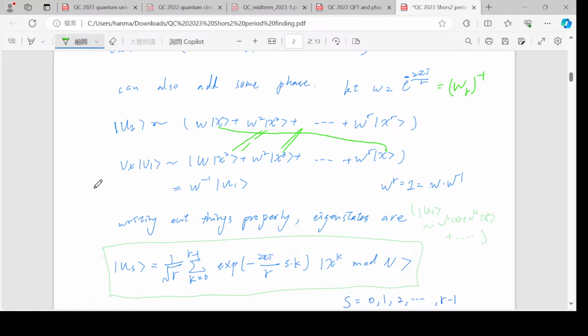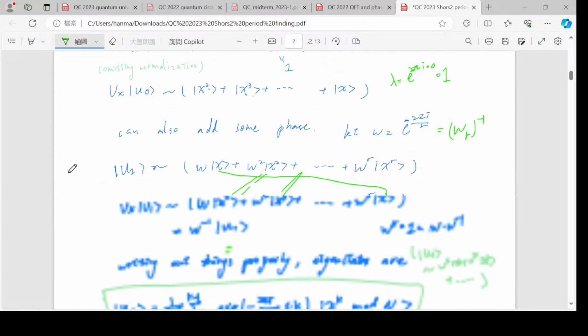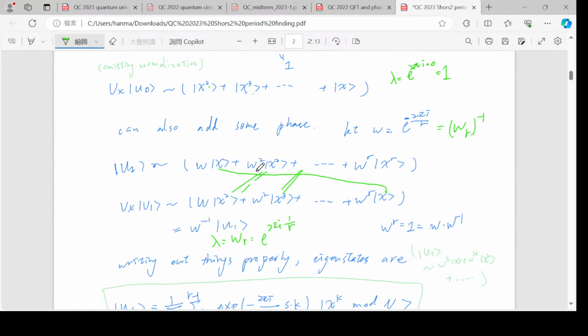So you see that the eigenvalue here is omega minus 1, and this is kind of why we want the minus 1 here. So the eigenvalue is omega r. So lambda equals omega r, equal to e to the 2 pi i times 1 over r. And we say there are actually r of those. So instead of multiplying by omega 1, omega 2, you can do omega 2, omega 4, etc.